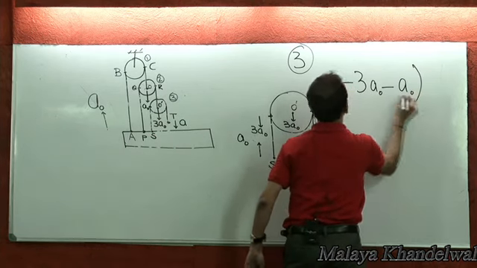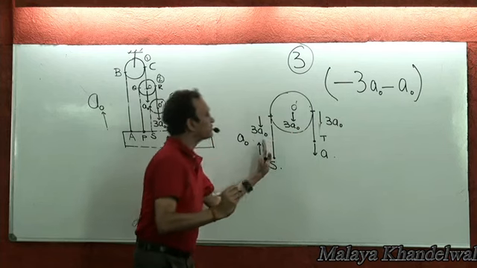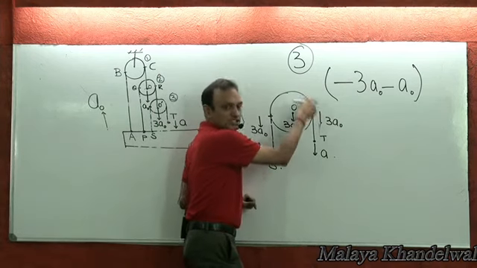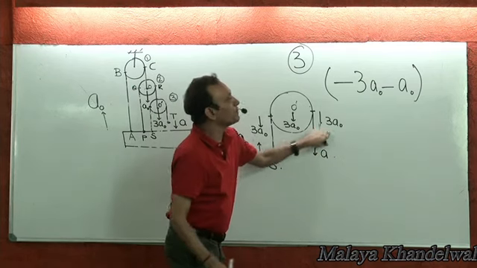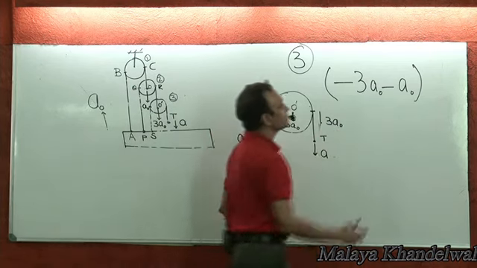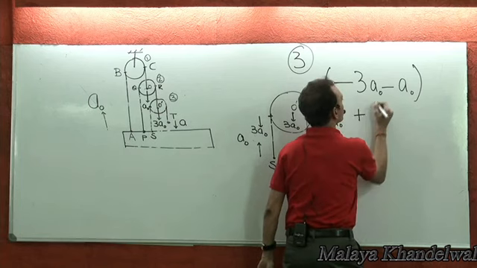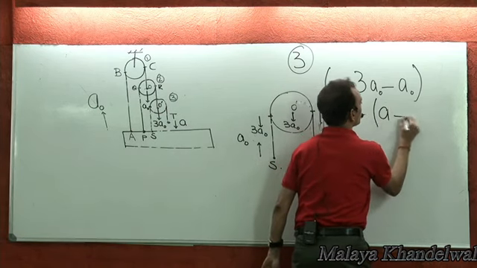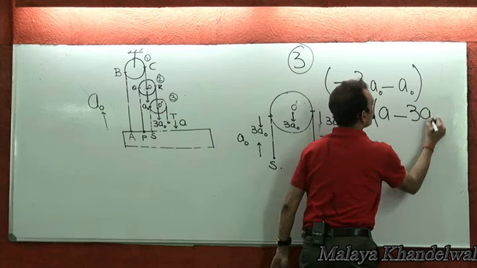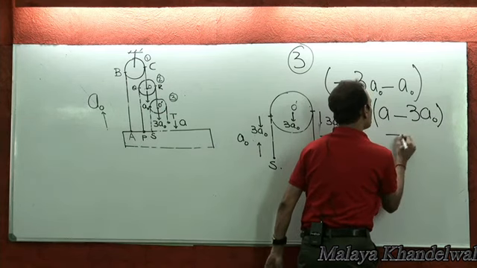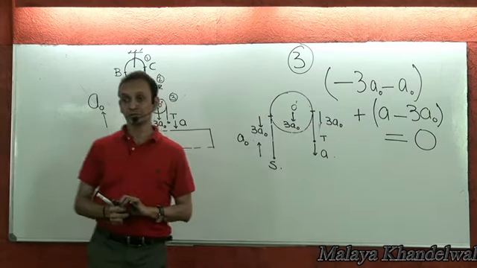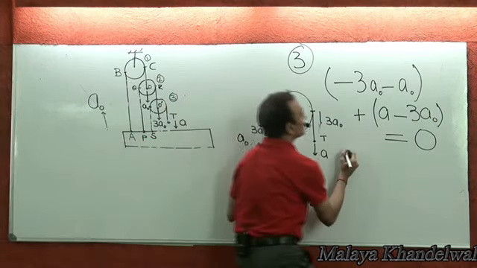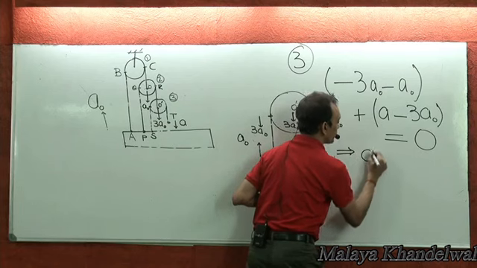A naught. That is for this segment, having traversed this way. Do I bother about this segment? No. Then I go this way. A minus 3a naught, right? All of this must add up to 0. Right? And this gives me a equal to 7a naught.